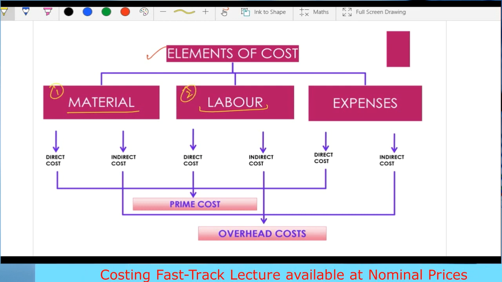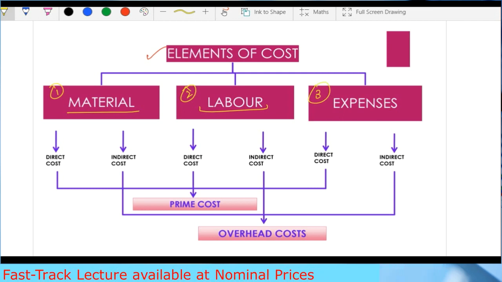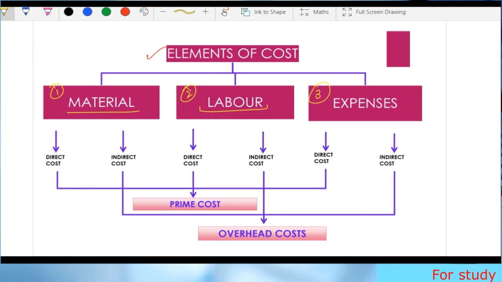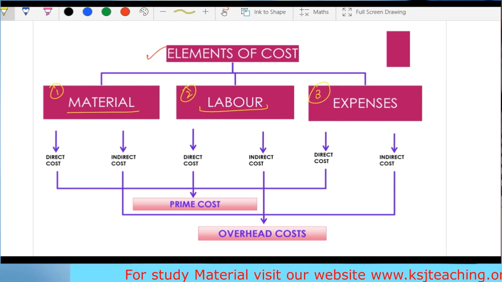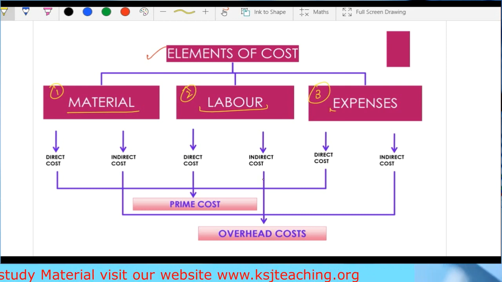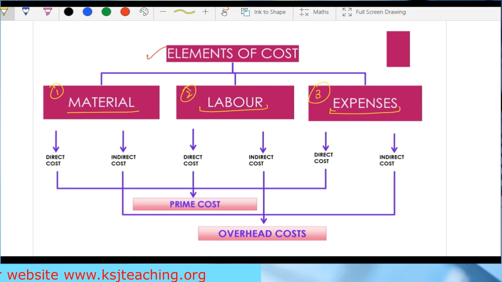And the third one is expenses. When you start with the construction, the material is there, the labor has come, they have started with the construction of the house. Now this labor obviously needs some refreshments, some tea, coffee, biscuits, everything. You will have to arrange for that for the labor, right? The expenditure on those things is what is expenses. So these are the three major, most important elements of cost, that is material, labor and expenses.